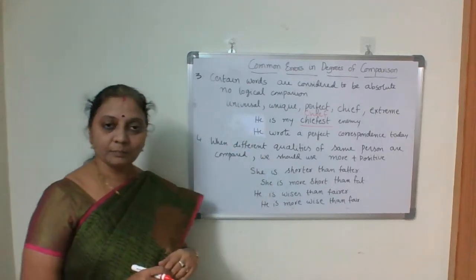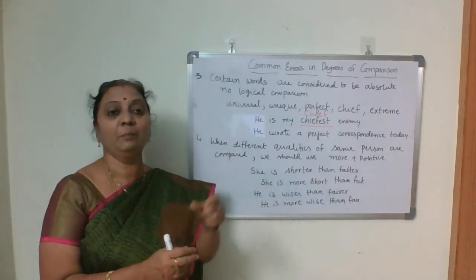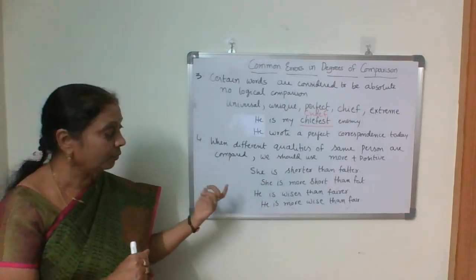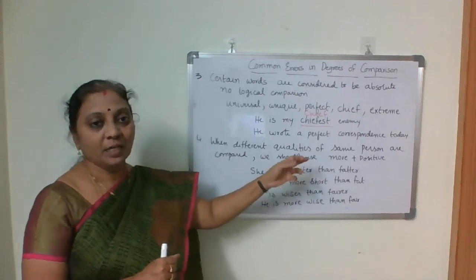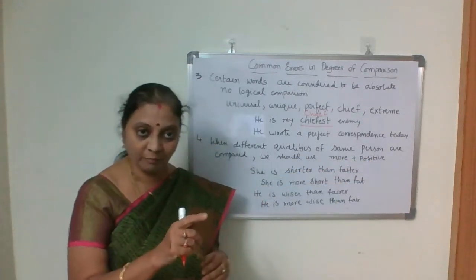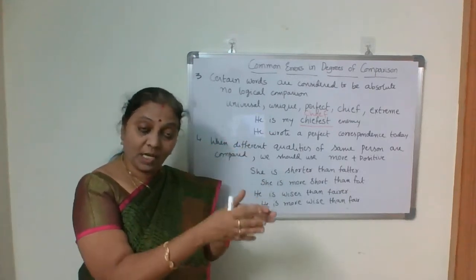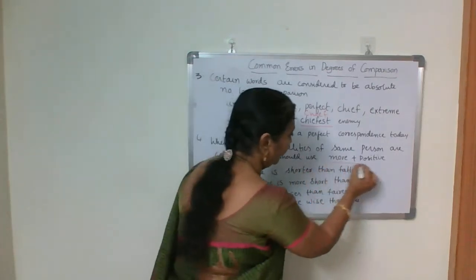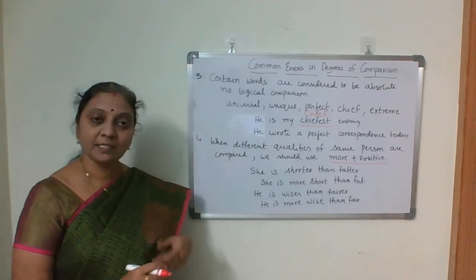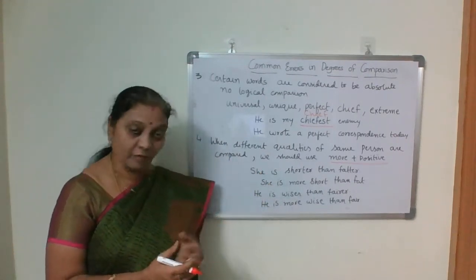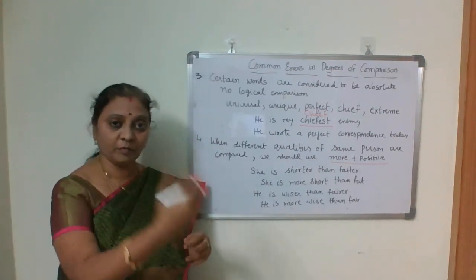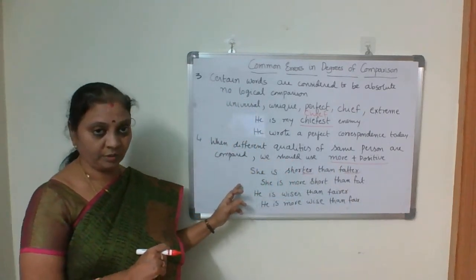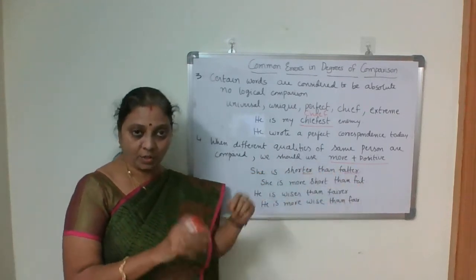Okay. And next one is, when different qualities of the same person are compared, the same person, two qualities he has, how do you compare and what to use? In that case we should use more plus the positive form. When you are comparing two qualities of the same person, you have to use more plus positive. Look at these examples. "She is shorter than fatter." Two comparative forms of the same person you cannot use. The same girl you are talking about, two things, shorter and fatter.